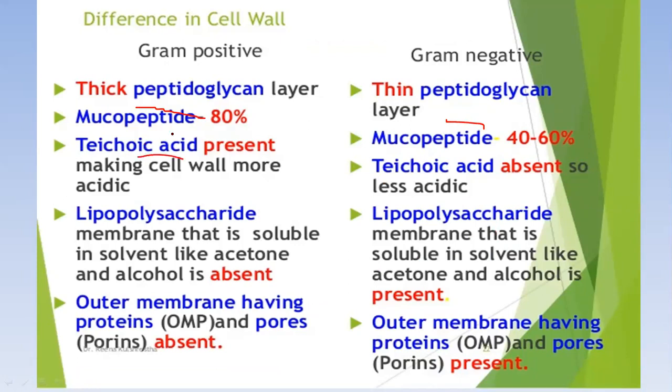Teichoic acid is present in gram-positive bacteria, which makes the cell wall more acidic, but it is absent in gram-negative. Lipopolysaccharide is absent in gram-positive, but present in gram-negative. Outer membrane proteins, called porins, are absent in gram-positive, but present in gram-negative.